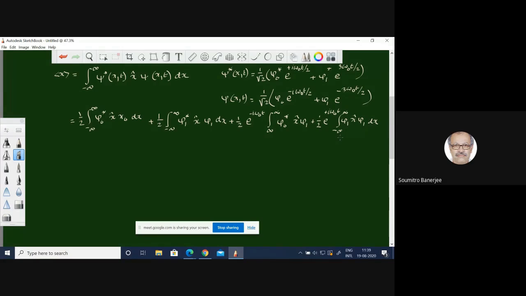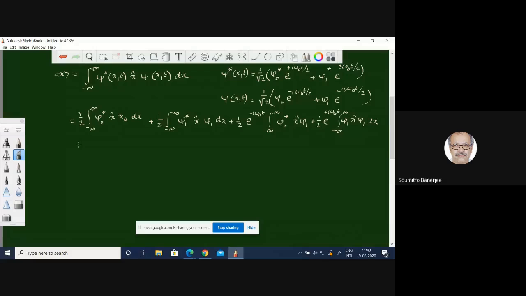Now, have you learned in the last semester how to handle this kind of integrals? Because psi naught has an expression, psi 1 has an expression, which I wrote a few minutes back. X as an operator is multiplication by x. So you might actually substitute the expressions and integrate. That will be a horrible integration, but it can easily be simplified if you use a trick.